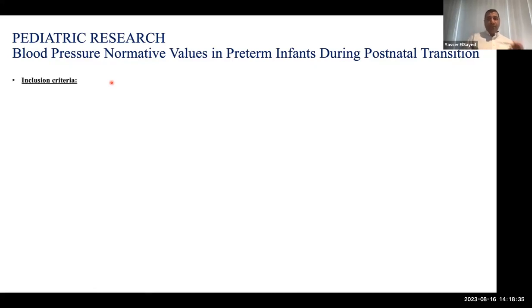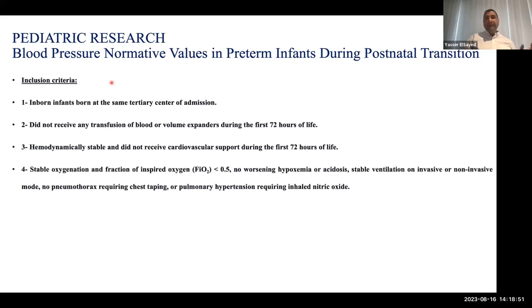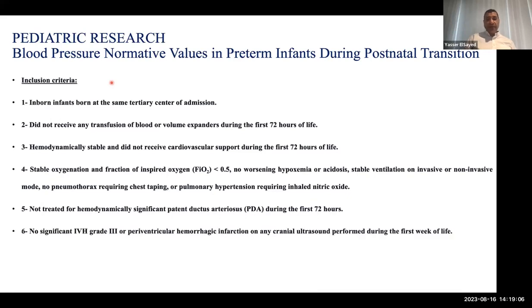Just to understand why it took five years, the inclusion criteria were very strict. We included only babies born in the hospital, in the tertiary center, not outborn, and who did not receive transfusion during the first 72 hours. Hemodynamically stable, did not receive any cardiovascular support, stable oxygenation, not on high respiratory support or high FiO2, not treated for hemodynamically significant PDA for the first three days of life, no significant IVH grade 3 or higher, and no early confirmed sepsis, and at the end survived to discharge.